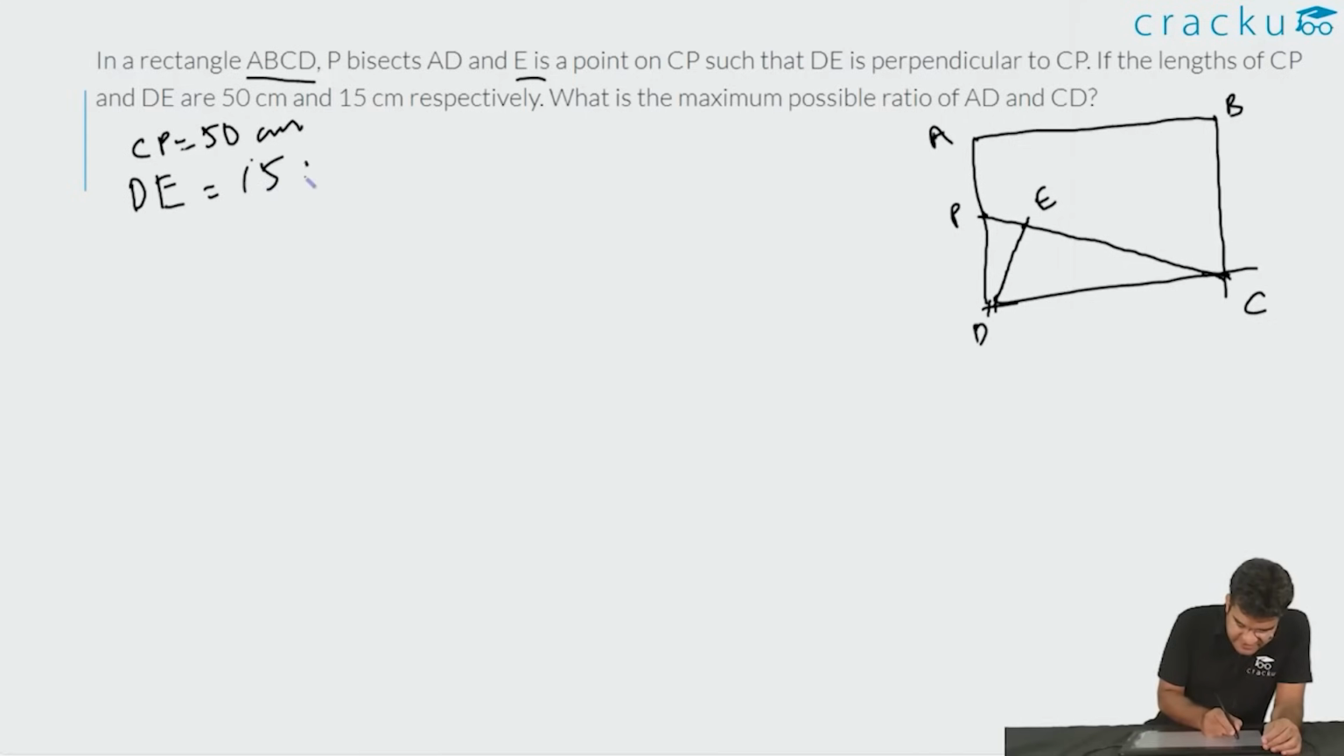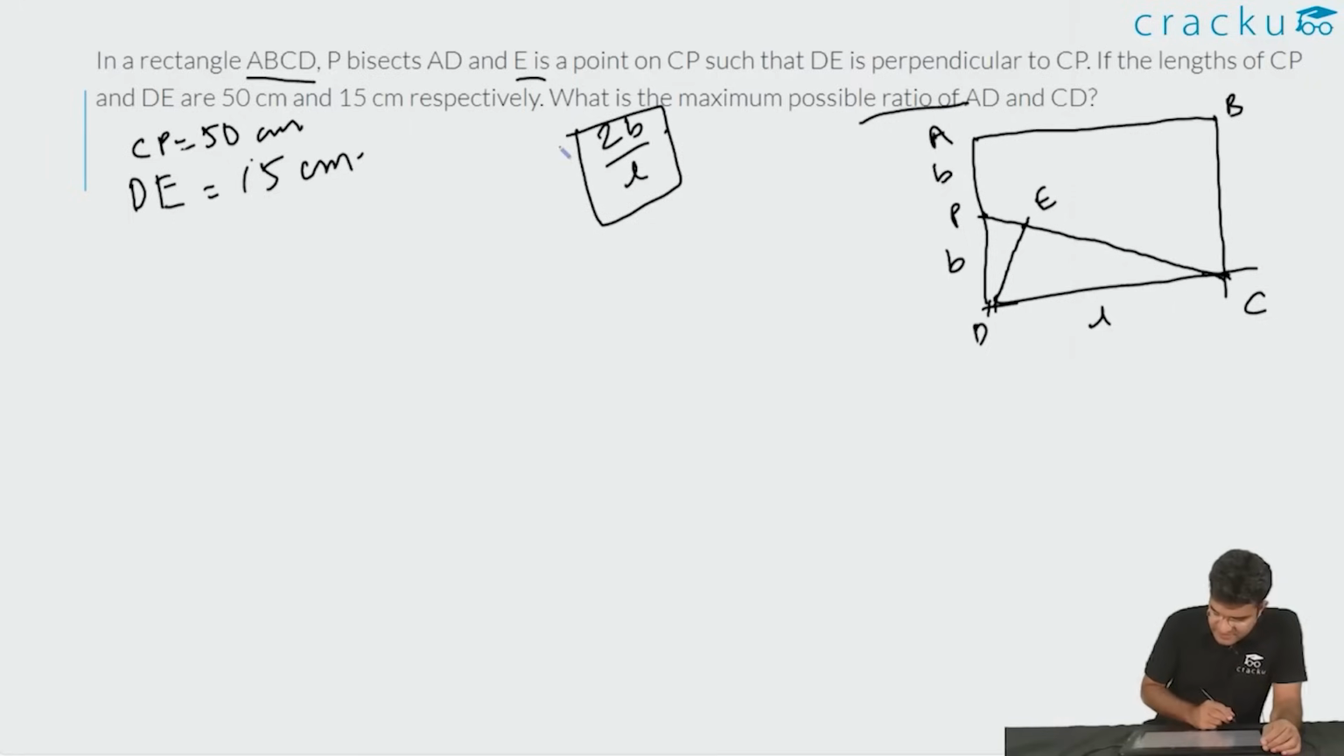Is equal to 15 centimeters. We are required to find out the maximum possible ratio of AD by CD. So let the breadth of the rectangle be 2B. So this is B and this is B, and let the length of the rectangle be L. So say CD is equal to L. We are required to find out the maximum possible value of 2B by L. This is what we need to find out. 2B is equal to AD and CD is equal to L.